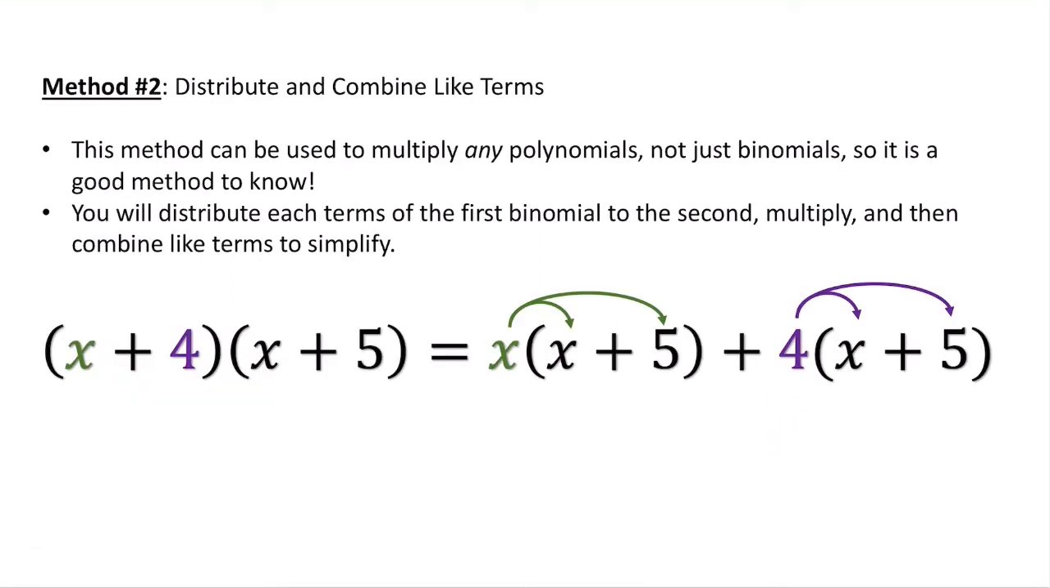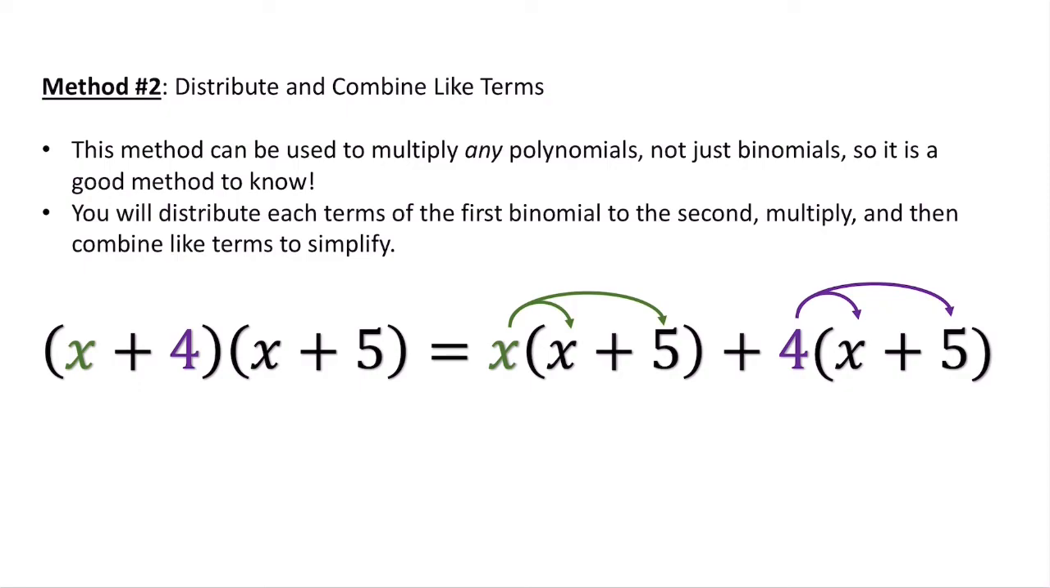So here's method 2. Method 2 is to use the distributive property, and this is a good method to know because it can actually be used to multiply any polynomials. That's a limitation of FOIL. FOIL can be used only on binomials, so it's good to know the distributive property because you can use it to multiply any polynomials. What you do is distribute each term of the first binomial to the second, then multiply and then combine like terms to simplify.